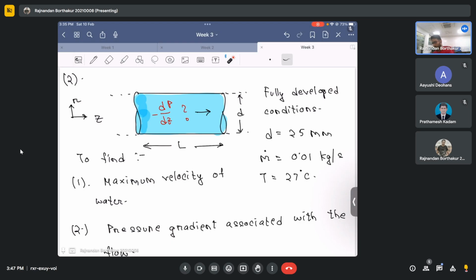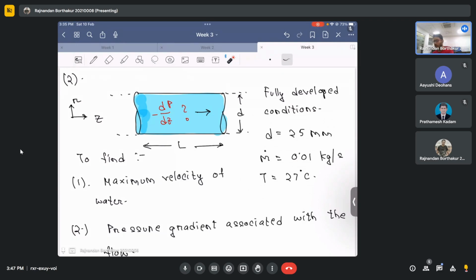So the problem says that there is a flow of water which is basically generated by an applied pressure gradient. However, the magnitude of the pressure gradient is for us to evaluate. Okay. And it is given that we are in the fully developed conditions. Although I have not stated this, the flow is laminar in nature. The diameter of the pipe is given to be 25 mm. The mass flow rate is given to be 0.01 kg per second. And this temperature, of course, you don't need to use this temperature, but it's given that we are in the room temperature setup, that it's around 25 degrees Celsius.